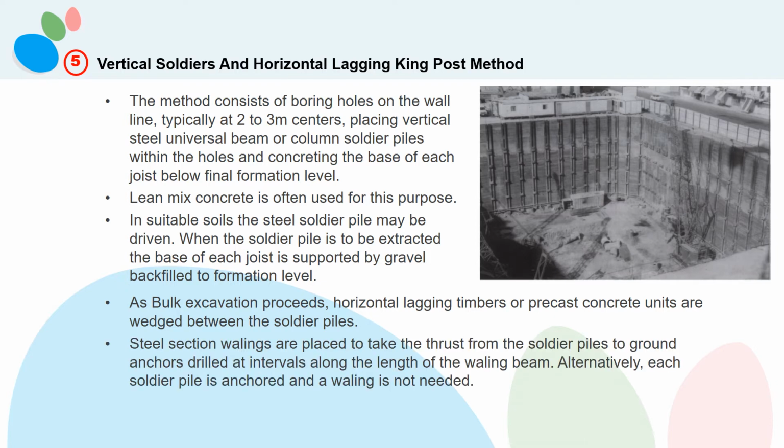Steel section wallings are placed to take the thrust from the soldier piles to ground anchors drilled at intervals along the length of the walling beam. Walling is a type of support structure used in excavations. Alternatively, each soldier pile is anchored and a walling is not needed. Let's see some case studies on real situations.